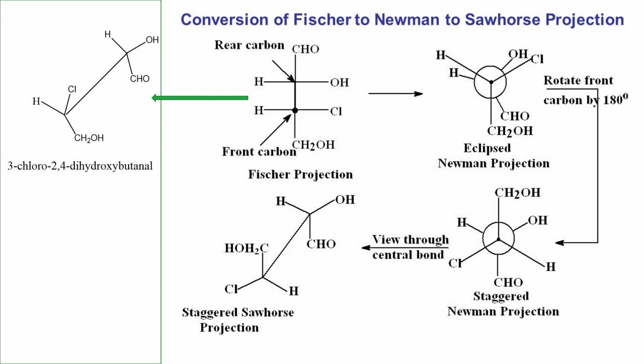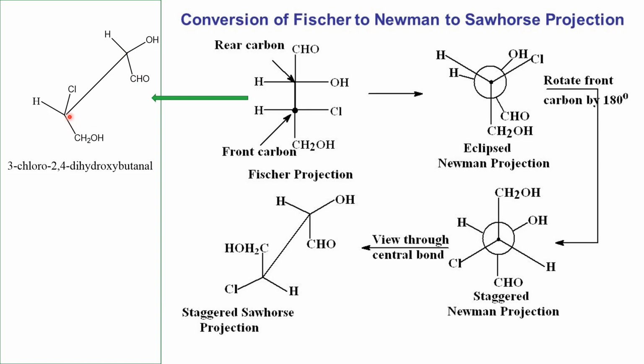Fischer projection of 3-chloro 2,4 dihydroxy butanaldehyde is given here. A Fischer projection has to be viewed from the bottom carbon. So from this direction only we have to view the molecule. Now we shall try to convert this Fischer projection into the Sawhorse formula. While we are converting the Fischer to Sawhorse, the two groups which are at the bottom and the top should be kept at the downside of the Sawhorse formula.